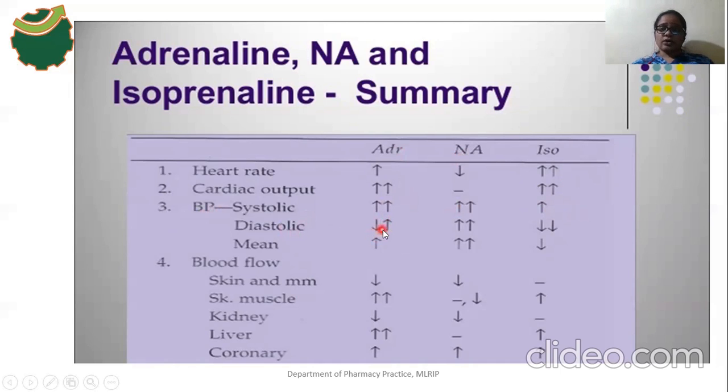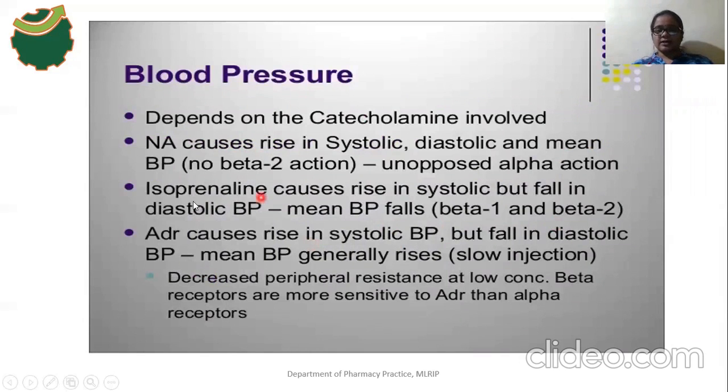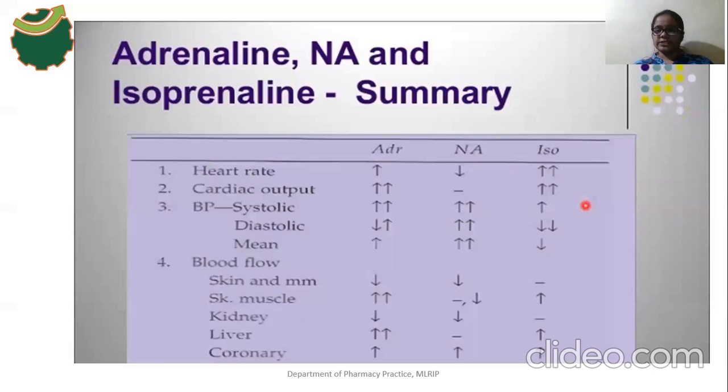For diastolic BP, adrenaline in slow infusion may decrease the diastolic blood pressure. In rapid IV injection, it increases the diastolic blood pressure. Noradrenaline increases the diastolic blood pressure. And finally, isoprenaline decreases the diastolic blood pressure due to beta 2 receptor activity. Isoprenaline decreases the mean BP due to stimulation of beta 1 and beta 2 receptors. What is the beta 2 receptor action on blood vessels? Vasodilation. So isoprenaline decreases the diastolic blood pressure.